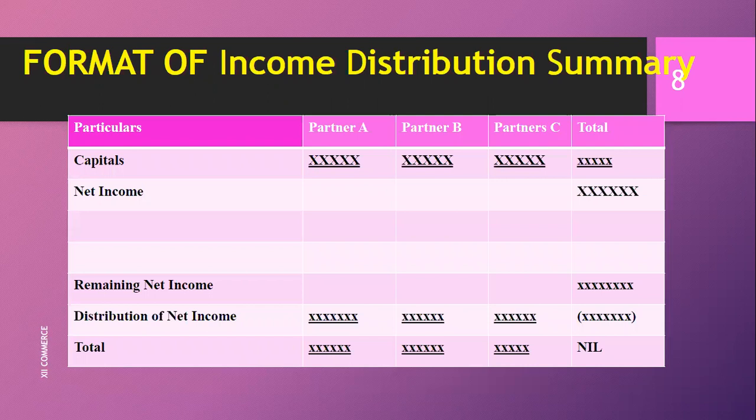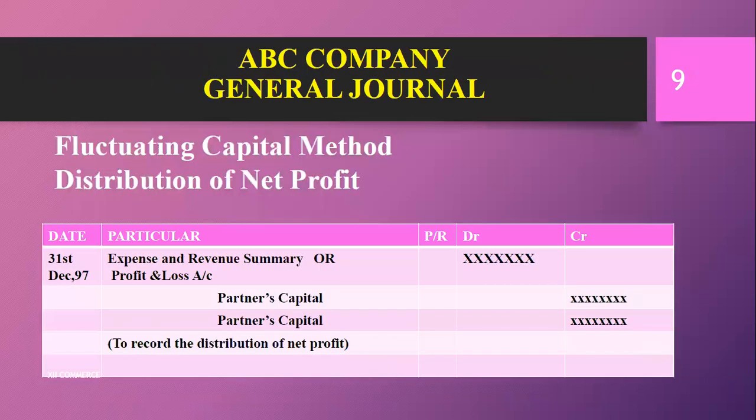This is your format of the income distribution summary, in which capitals should be written at the top and then we close it. Then net income in the third column, the last column. Then I will write some adjustments, and then the condition of remaining net income and its distribution is given in the question. So kindly follow this format for the income distribution summary.